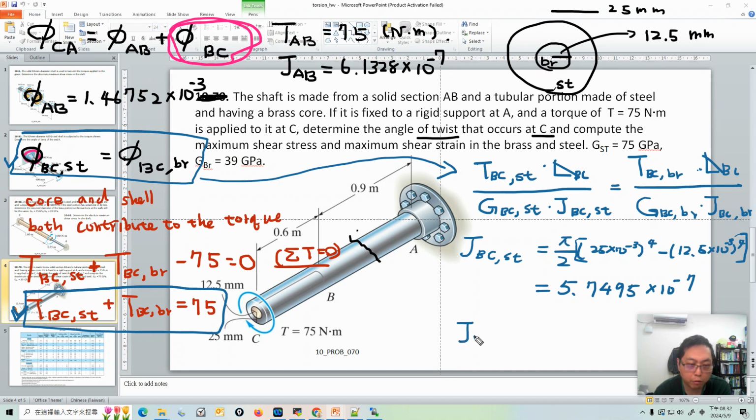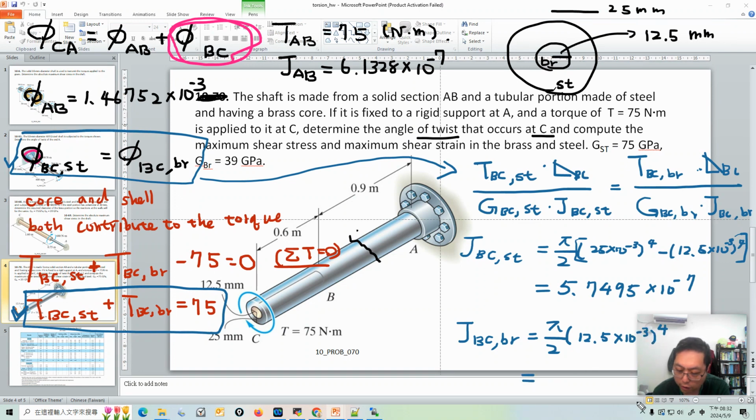And what is the polar moment of area of the brass part, or the core part? Because the core is just a circle, there is no inner radius, so we just use pi over 2, and the radius of the brass part is 20.512 times 10 to the power minus 3, to the power 4.